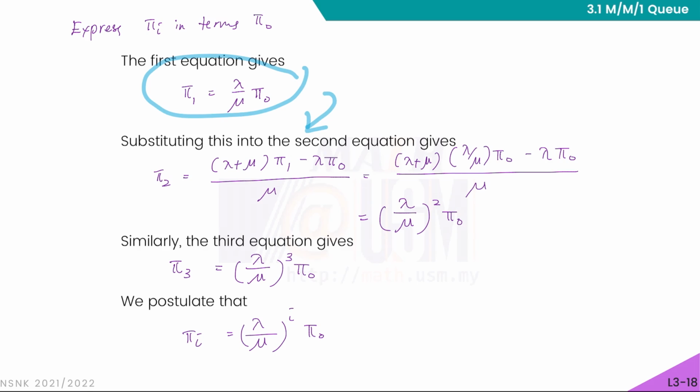Next, we're going to determine the value of pi naught. After we express our pi I in terms of pi naught, we can try and solve for the value of pi naught. In your notes, there is a much simpler way to determine pi naught, but I'm going to explain a way so that we can get a clearer picture, by using the sum of the probability.